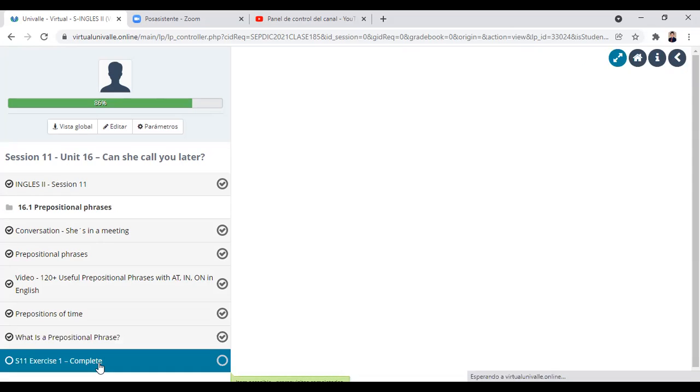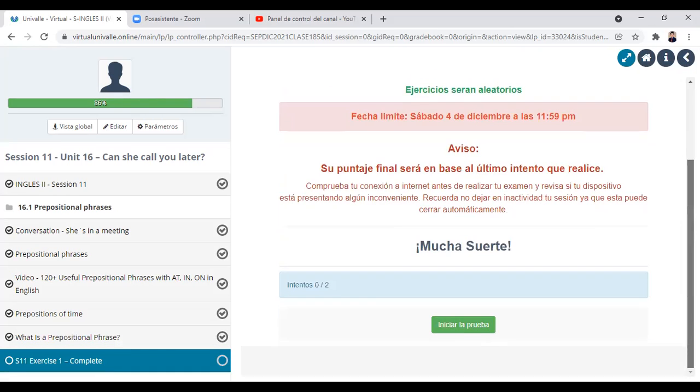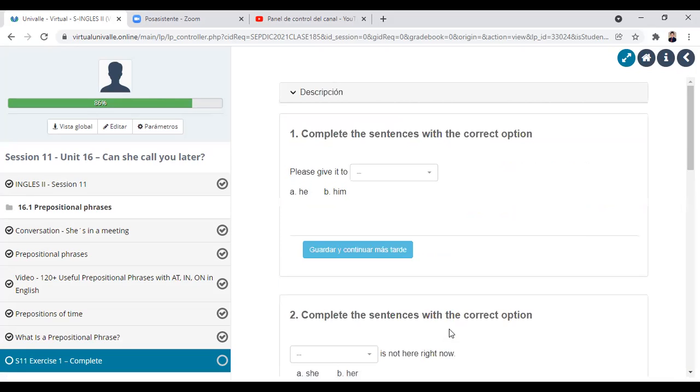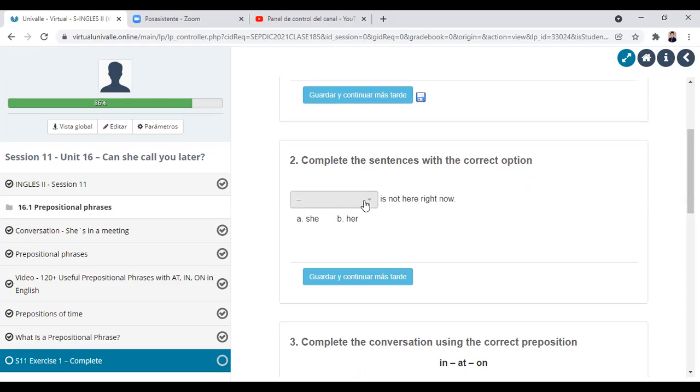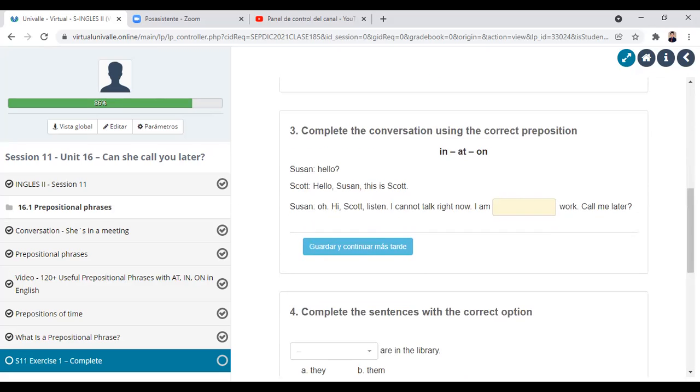In here, guys, we're going to have a practice exercise. We're going to get started. Complete the sentences with the correct preposition. Please give it to him. Okay. She is not here tonight. Complete the conversation using the correct preposition.